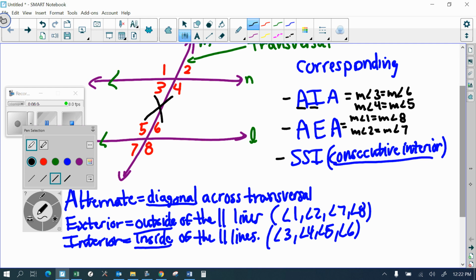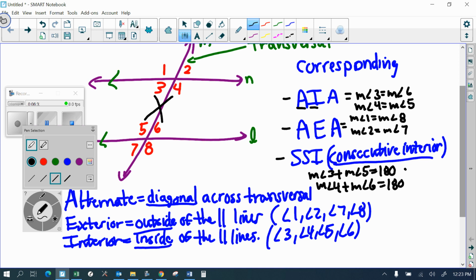Okay, same side interior angles. That should be easy because it says same side. Same side of what? The transversal. And they're interior. So instead of alternate, which means across the transversal diagonal, now we're on the same side. So the measure of angle 3 plus the measure of angle 5, they are supplementary, which means they add to 180. 2 angles add to 180. And the measure of angle 4 plus the measure of angle 6 equals 180.